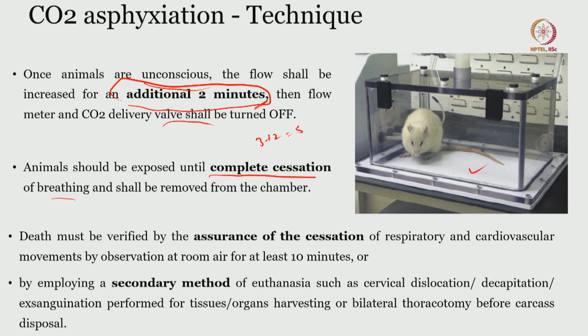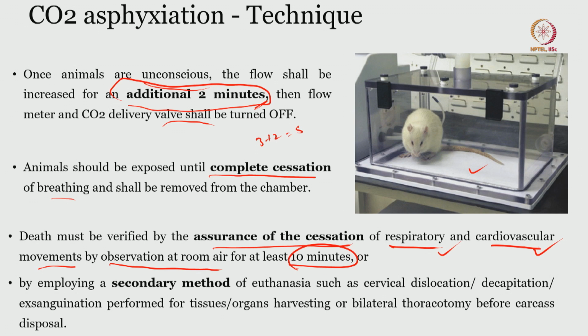And the death must be verified by assurance of the cessation of respiratory and cardiovascular movements by observation at room air for at least 10 minutes. So, once you remove the rat from the chamber, this is what you are going to do. You need to observe for an additional 10 minutes. If suppose the exposure is inadequate and the rat is recovering, you will be able to make out within that duration of 10 minutes. So, it is very important that respiratory and cardiovascular movements should be 0 at the end of your exposure.